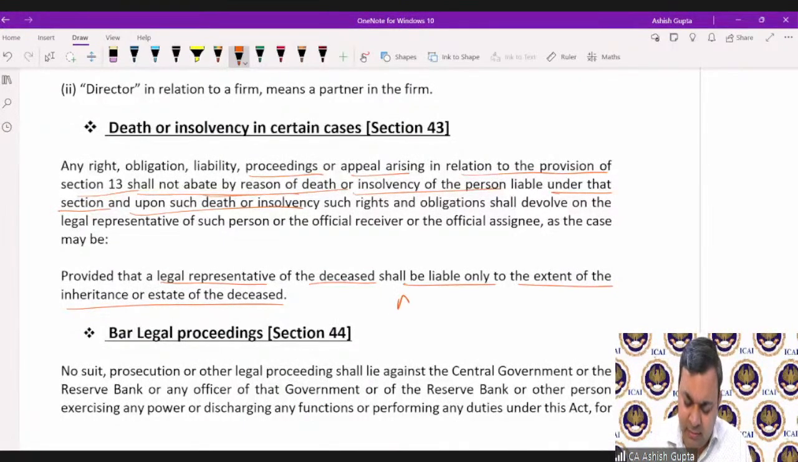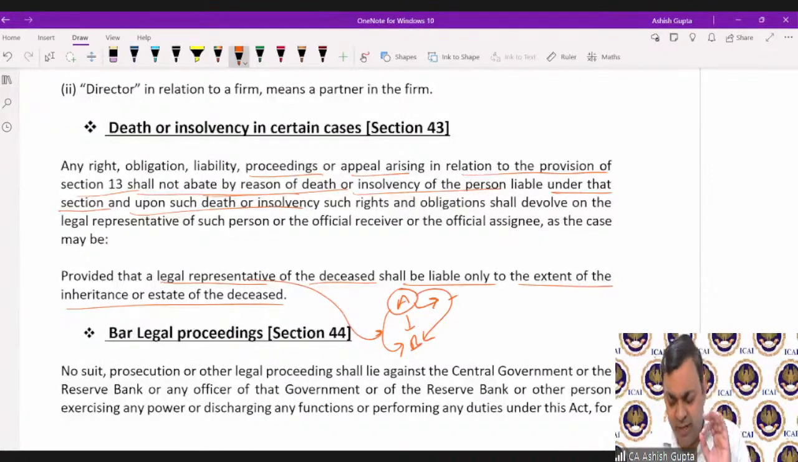For example, there is Mr. A. Mr. A is the person to whom the FEMA Act applies, and Mr. A expired due to some reasons. Now, Mr. B is the son of Mr. A. In that case, Mr. B's liability will be restricted to the amount of assets which he received from Mr. A, right? Provided that the LR, meaning B, shall be liable only to the extent of the inheritance or estate of the deceased. This is the basic principle which applies to succession.